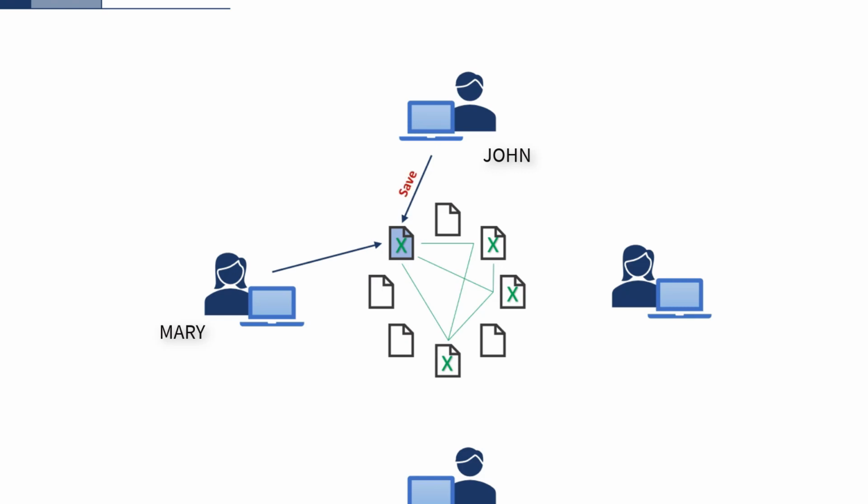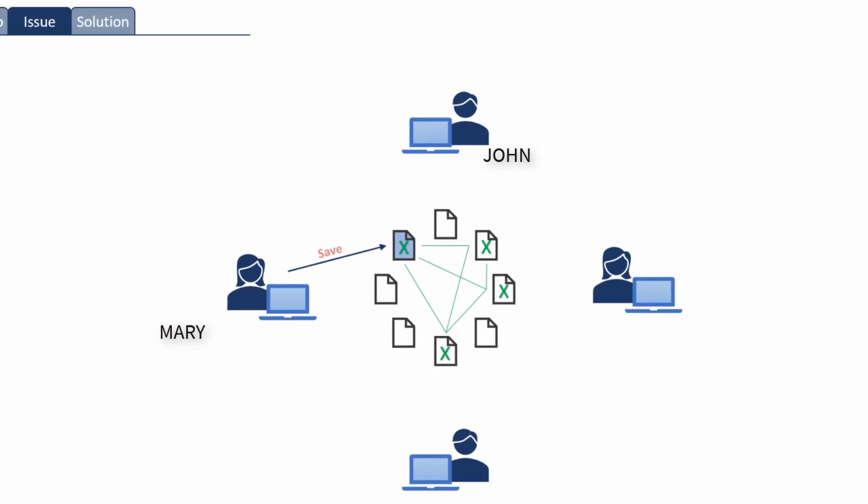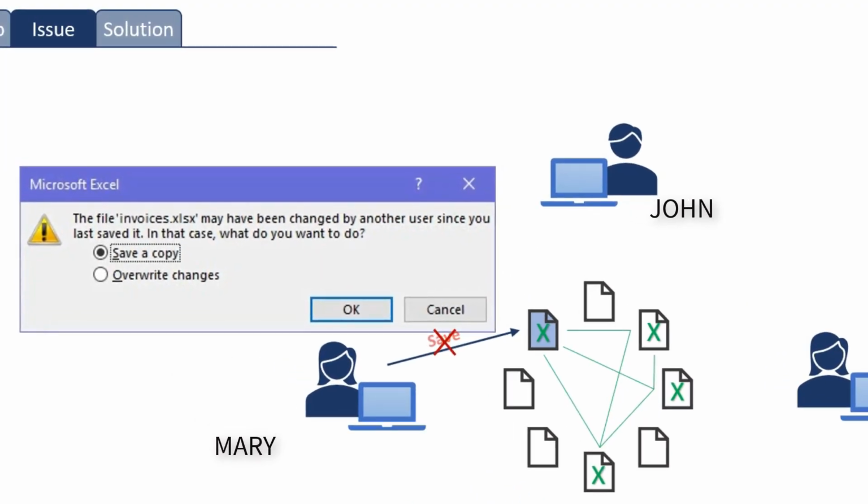So at some point John is done with his work. He clicks to save and he leaves the file. Mary still continues to work on the file, and when she clicks to save, she gets a message saying, okay, it seems that another user already changed the file. What do you want to do now? Do you want to save a copy of the file, or do you want to overwrite that other user's changes?